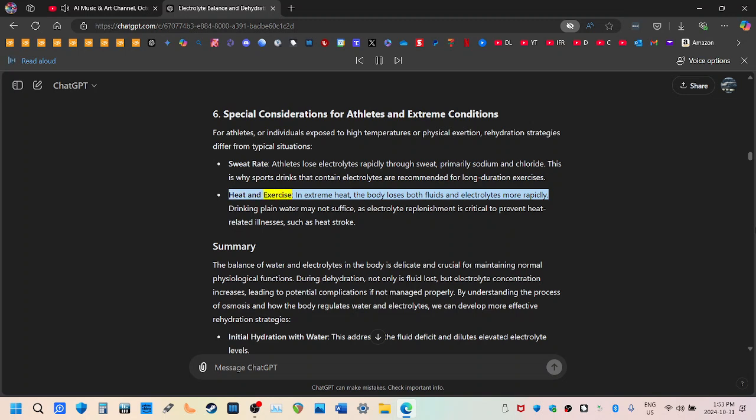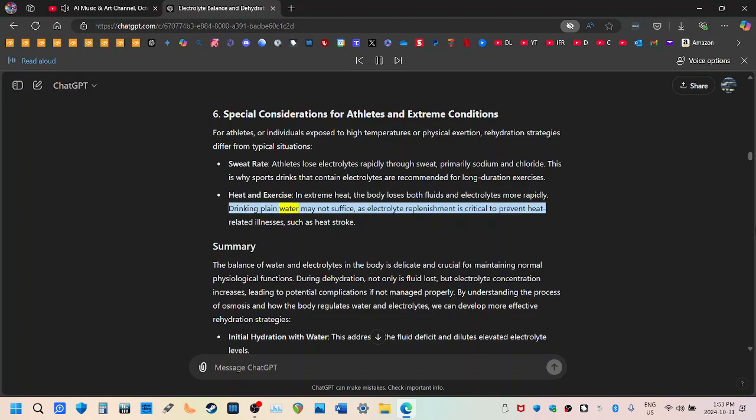Heat and exercise: in extreme heat, the body loses both fluids and electrolytes more rapidly. Drinking plain water may not suffice, as electrolyte replenishment is critical to prevent heat-related illnesses, such as heat stroke.